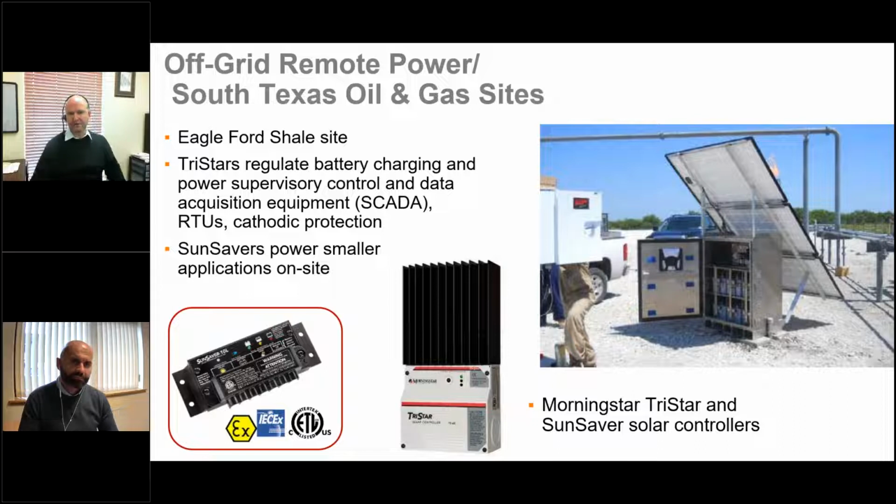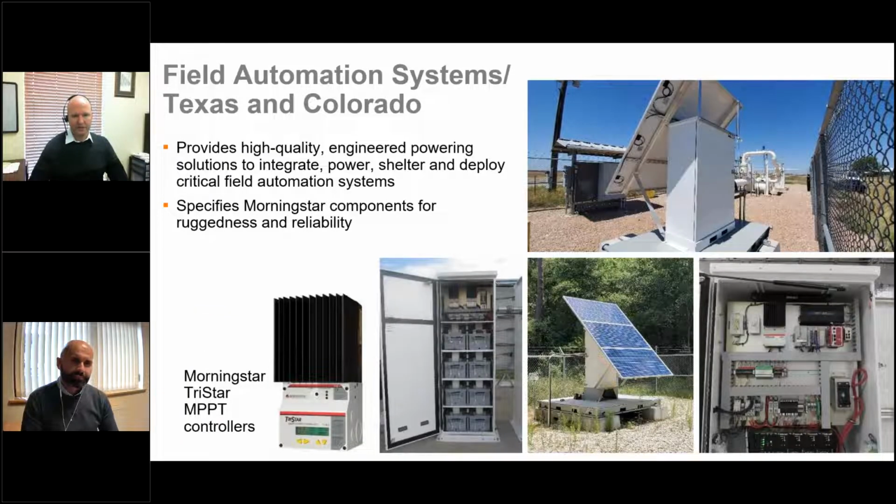Typically you'll see TriStars managing larger equipment and cabinets like the one on display there, such as driving a PLC for a region. And then you'll see smaller feeder pipelines that distribute gas to something like a compressor station that will then distribute it across state. And we're typically running RTUs and in some cases cathodic protection as well. And then lastly, here's a field automation system.